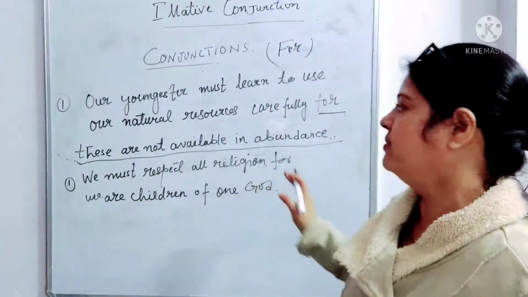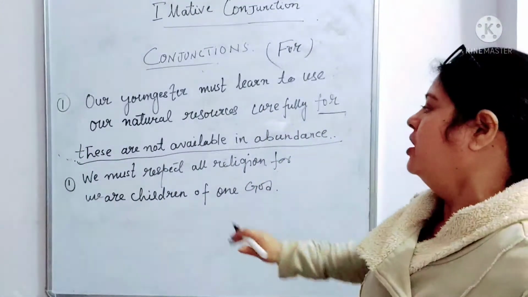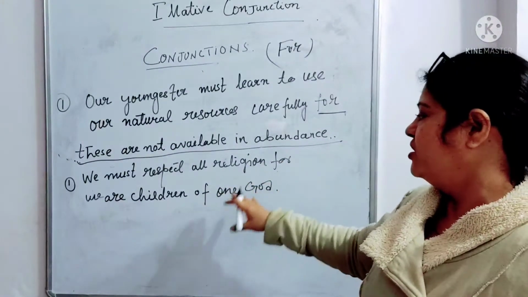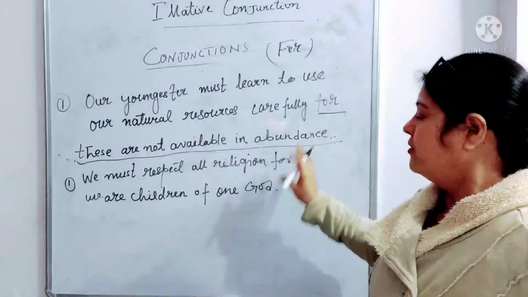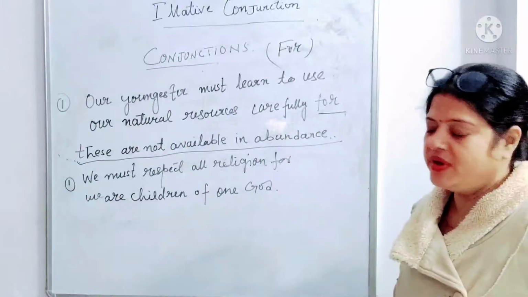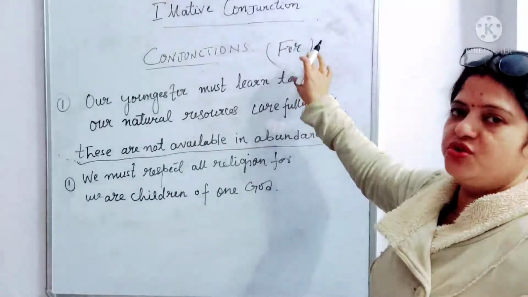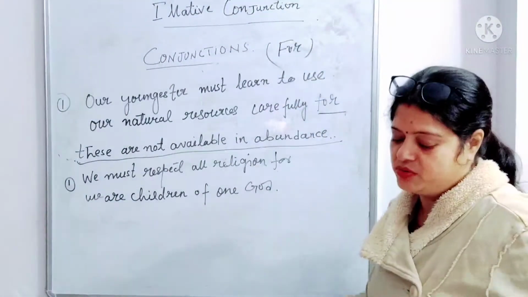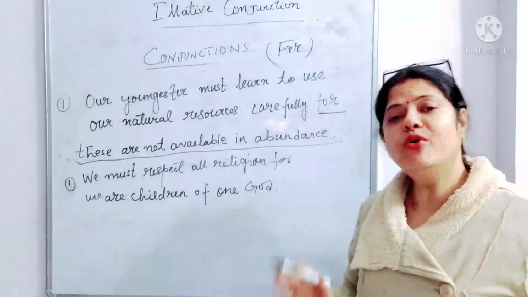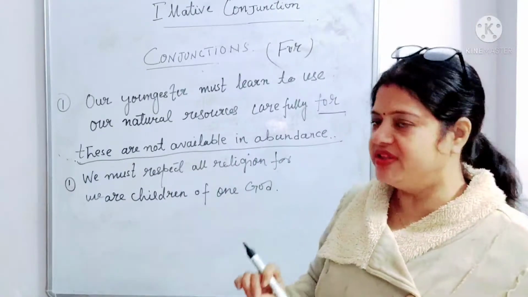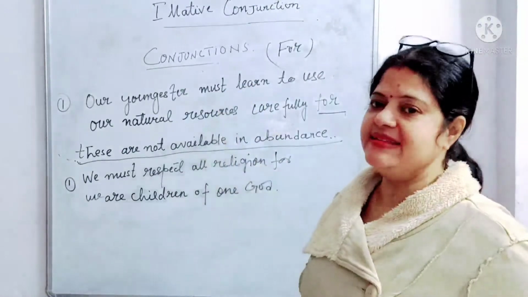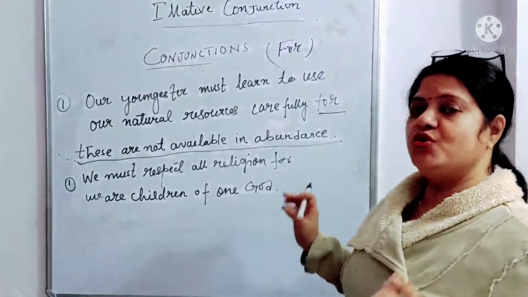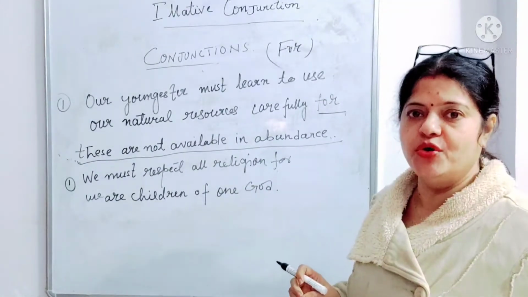I hope it has become clear to you. There is no doubt. We must respect all religion, for we are children of one God. Now it has become a compound sentence. So I have given two examples to show how the conjunction for is used in compound sentences. One more thing I would like to tell you about these sentences: we can also use the conjunction because over here.